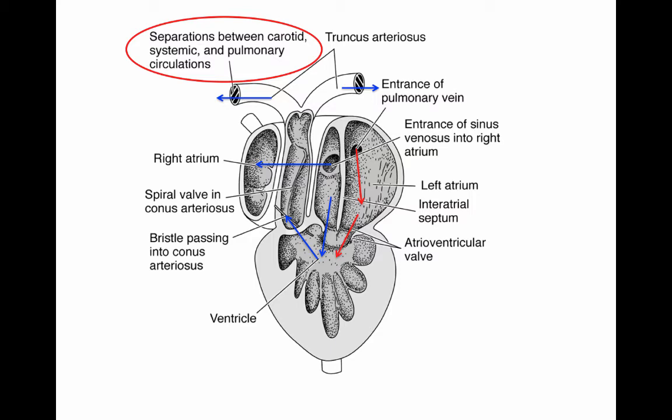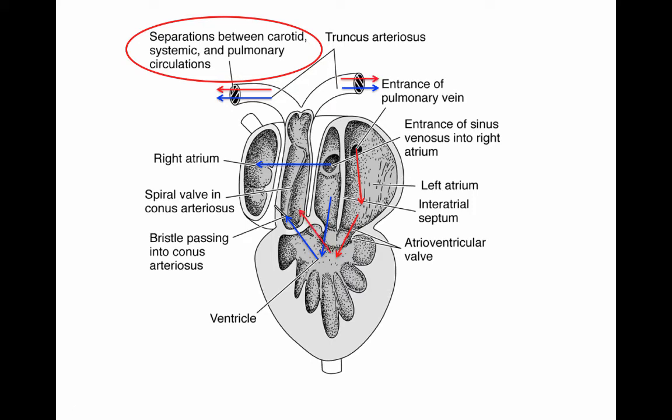And again, this valve is going to mostly direct this blood that's coming over here from the left side toward these other two segments of the truncus arteriosus, to the carotid and systemic circuits. And so this seems like a very sloppy system.